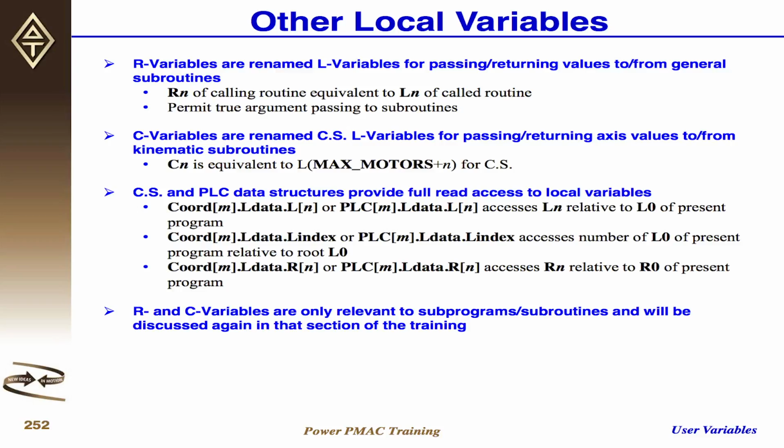C variables are renamed coordinate system L variables for passing and returning axis values between kinematic subroutines. So C5 is the same as L, max number of motors, plus 5 for the coordinate system. You can address L variables from coordinate systems or PLCs using these parameters here. Same with R variables, and you can see how many total L variables there are in that given coordinate system or PLC with L index.